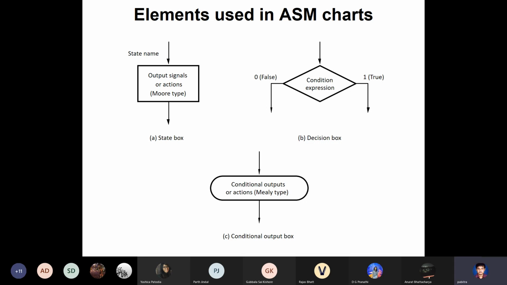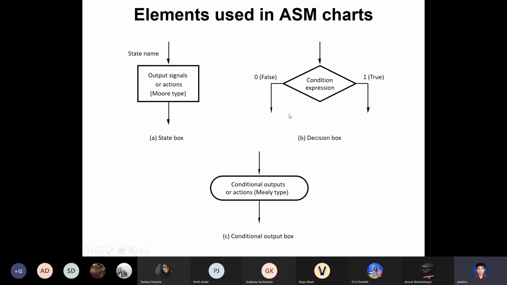Okay, and only the Moore type outputs which are 1 are specified in the box. Also, if there is some state assignment or register assignment, that is mentioned in the box, and at the top of the box, the state name is given. You have only one data flow coming into it. This flow is sometimes called a data flow, or you can also consider it as a flow.